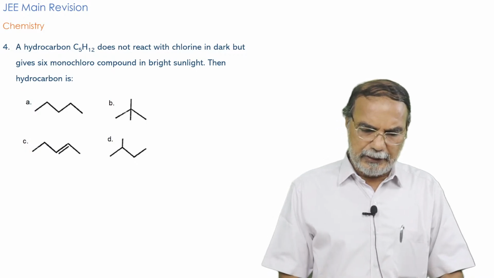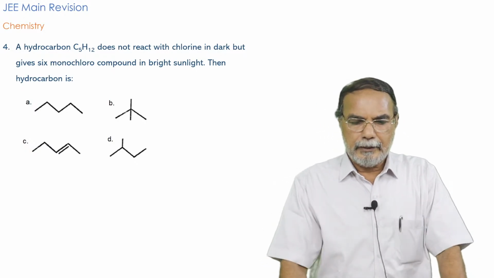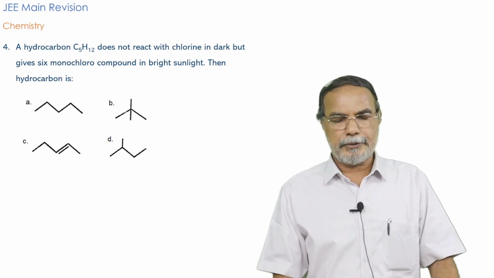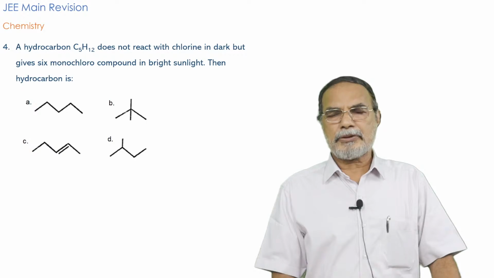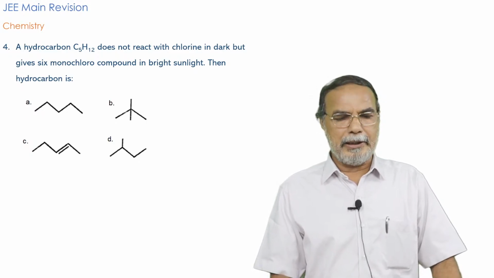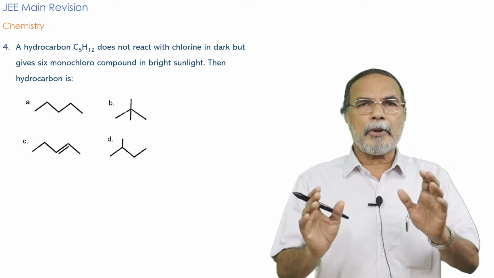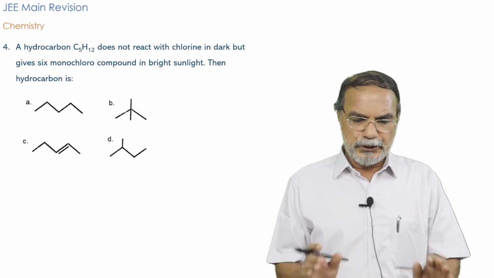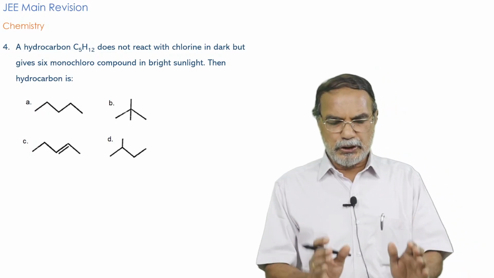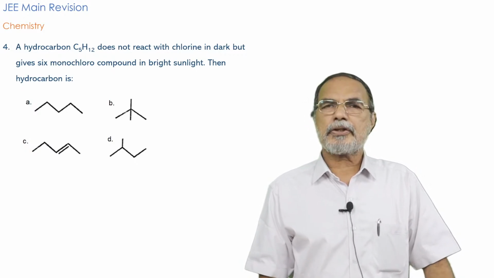So of the 3 cases A, B and D, that's the question. Of the 3 cases, we can straight away rule out C. C is not an answer. And then it does not react with chlorine in dark, but gives 6 monochloro compounds in bright sunlight. As we discussed with question number 2, as a photochemical reaction, it is free radical chlorination. But here the question is not only the mechanism of the reaction, but how many products are obtainable. Which isomer will give 6 monochloro compounds? Which isomer among A, B and D of pentane will give 6 monochloro compounds?